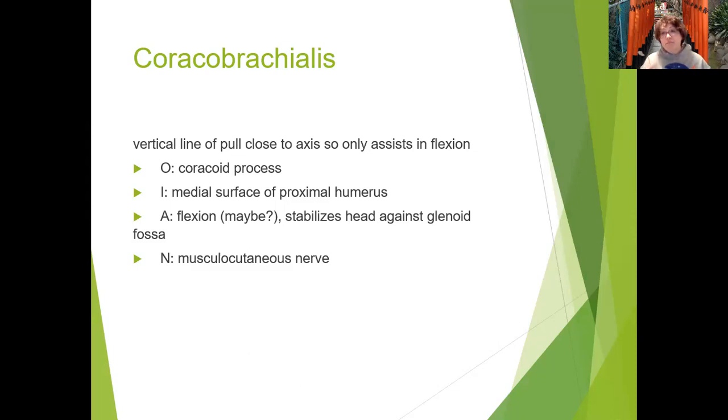And it gets the musculocutaneous nerve. So it's sort of like the biceps' little helper, if you want to think of it that way, and mostly for stabilizing the shoulder.